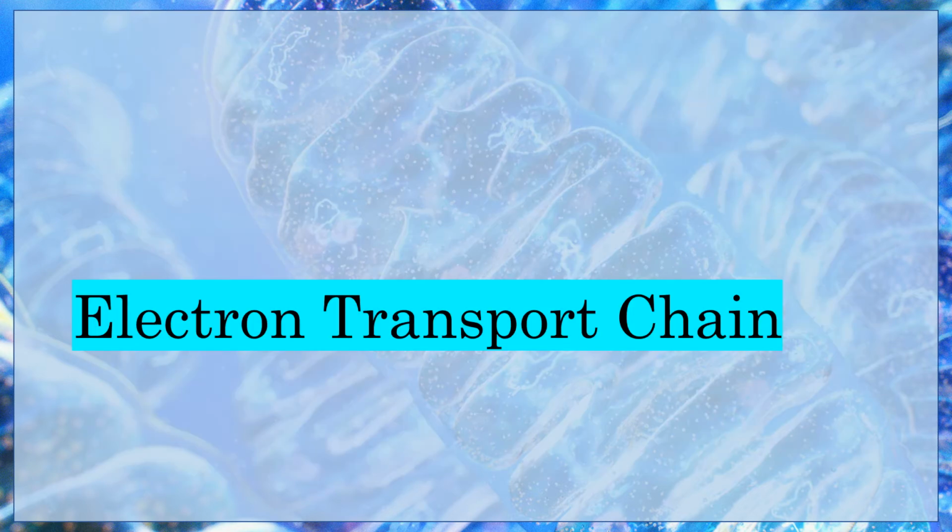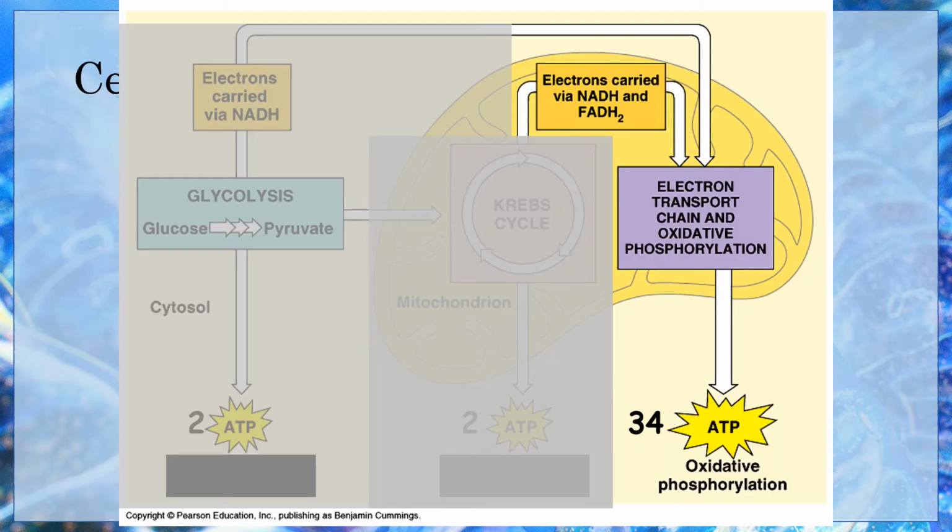Okay, here we come to the last step, which is the electron transport chain. Here we're on our last step. Okay, electron transport chain and oxidative phosphorylation. But what's important to remember here is all those NADHs and FADHs that we have been creating throughout these other two cycles are now coming to this electron transport chain.